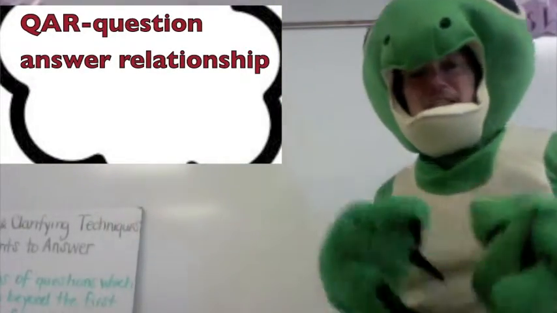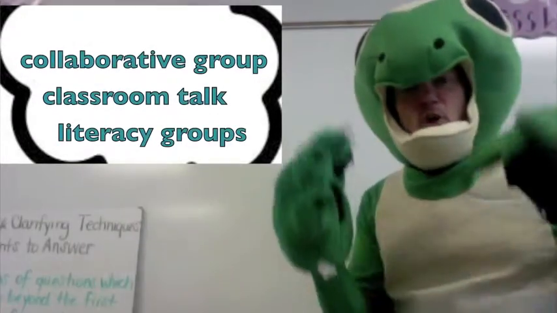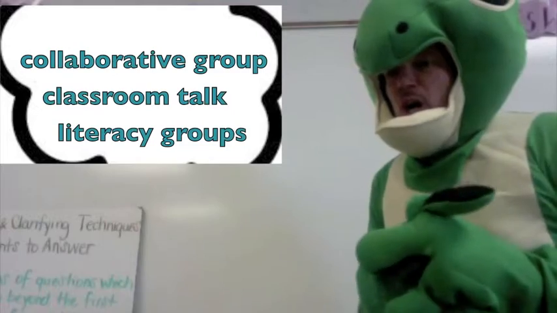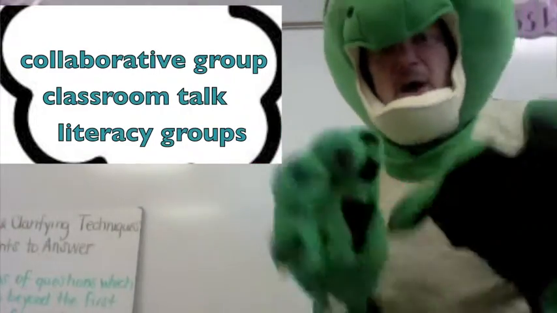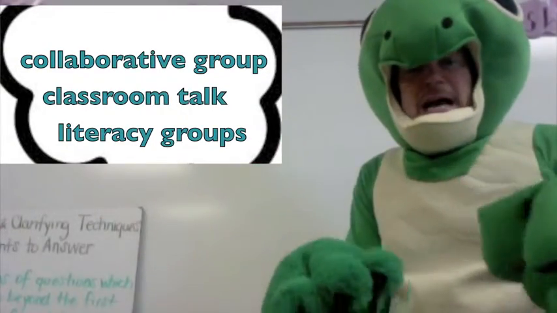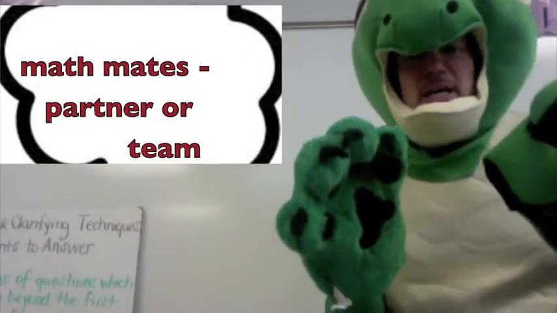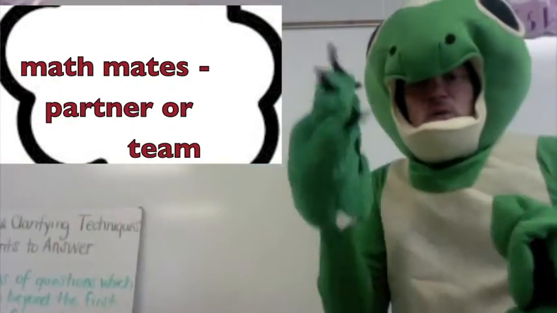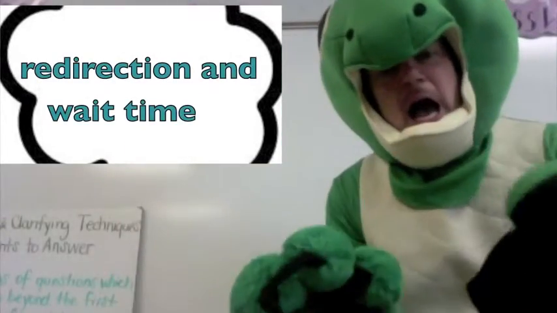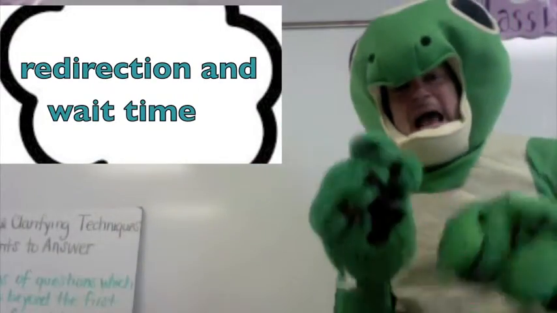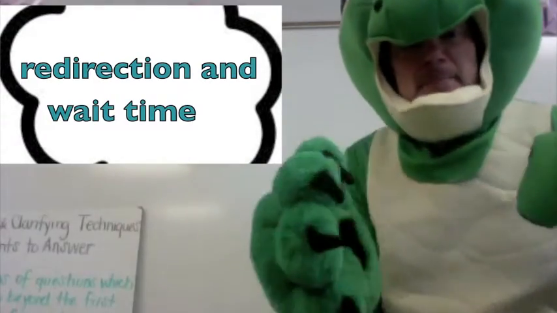All right, so what we're talking about is the QAR. That's the question-answer relationship. And this is wonderful for collaborative group work, classroom talk, even literacy groups perhaps. Now, I've seen this done beautifully and simply in an elementary school national board lesson that I videotaped. The teacher had the students grouped as math mates. So when she asked a question, the hands went up and they stayed there. But then she said, "Are you sure?" and gave them wait time. Then she said, "Talk with your math mate and come up with an answer."